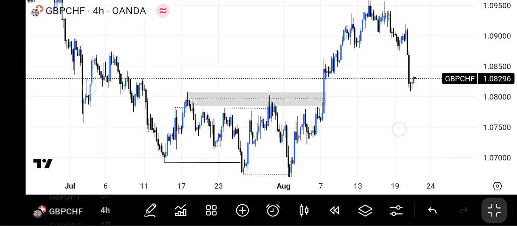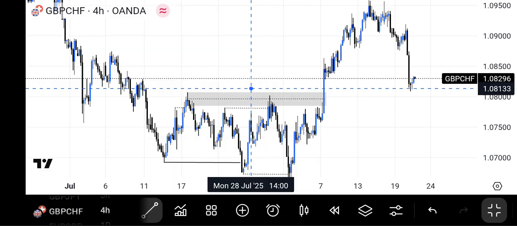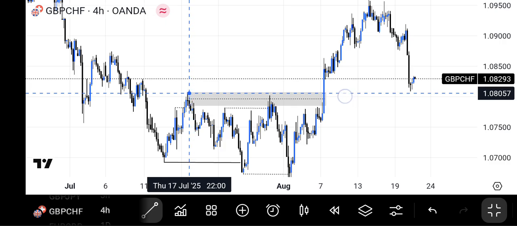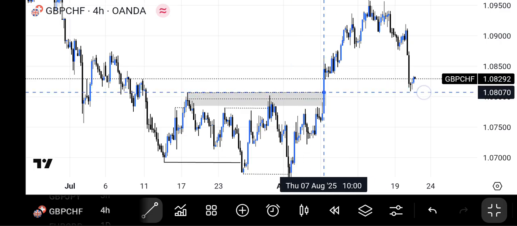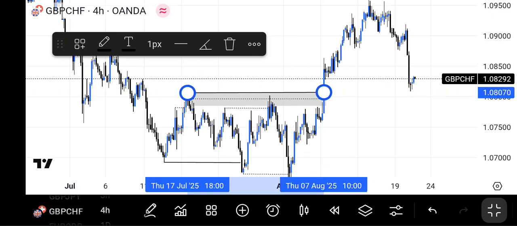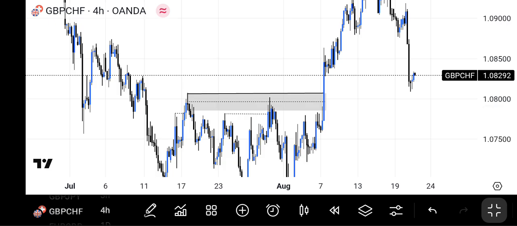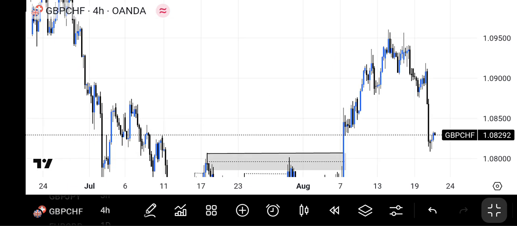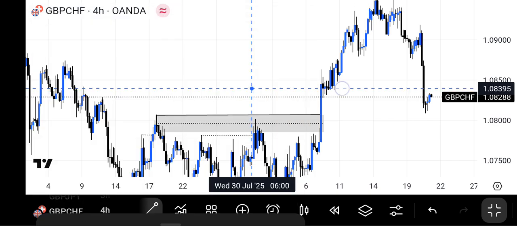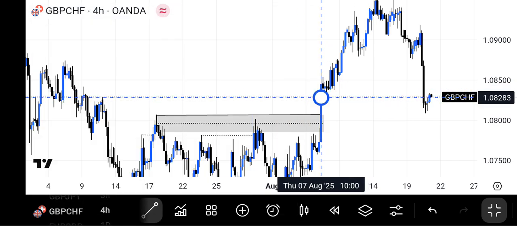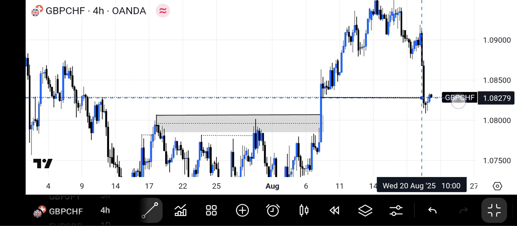I've seen a market structure shift. Is a market structure shift here. It's a market structure shift because price came and broke it and closed above it and continued being bullish. Now we've seen the market structure shift. This is now going to be my what? Liquidity or inducement, whatever.